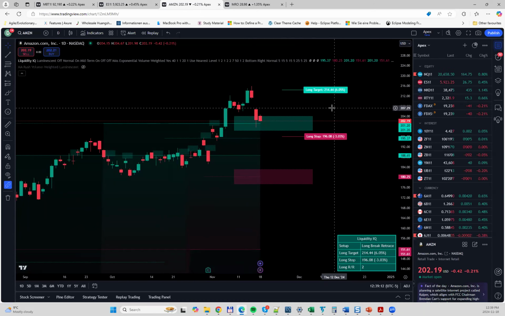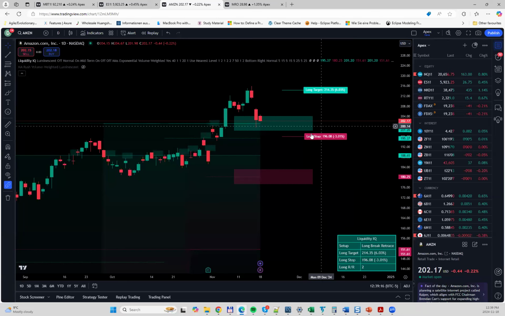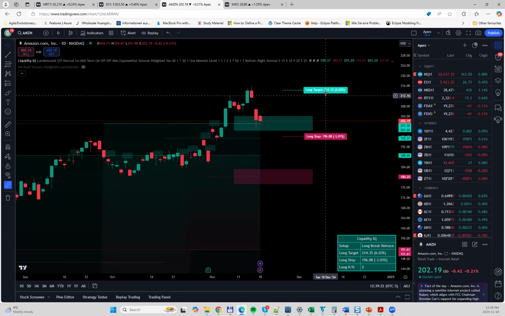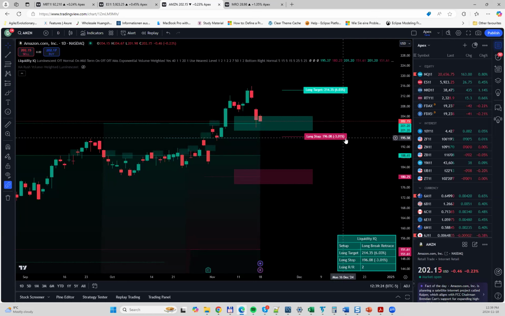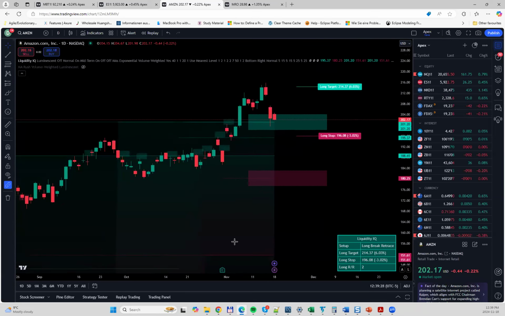And if you did, you would have an exact 2-to-1 reward to risk ratio, because your stop loss is 3% away and your target would be 6% from current price. If you do the math, that's around 2, a factor of 2. And the indicator will help you with this as well.